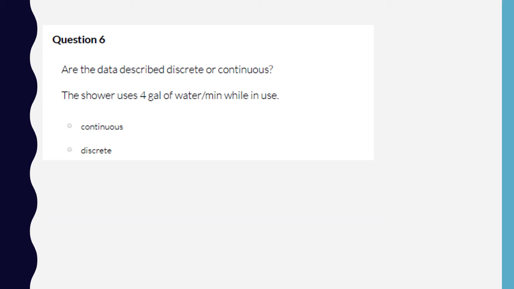Okay, are the data described discrete or continuous? So the shower uses 4 gallons of water per minute. Okay? So this could be a half a minute. It could be 3.5 minutes. It could be any number of minutes while that shower is in use. So I would say this is continuous data.